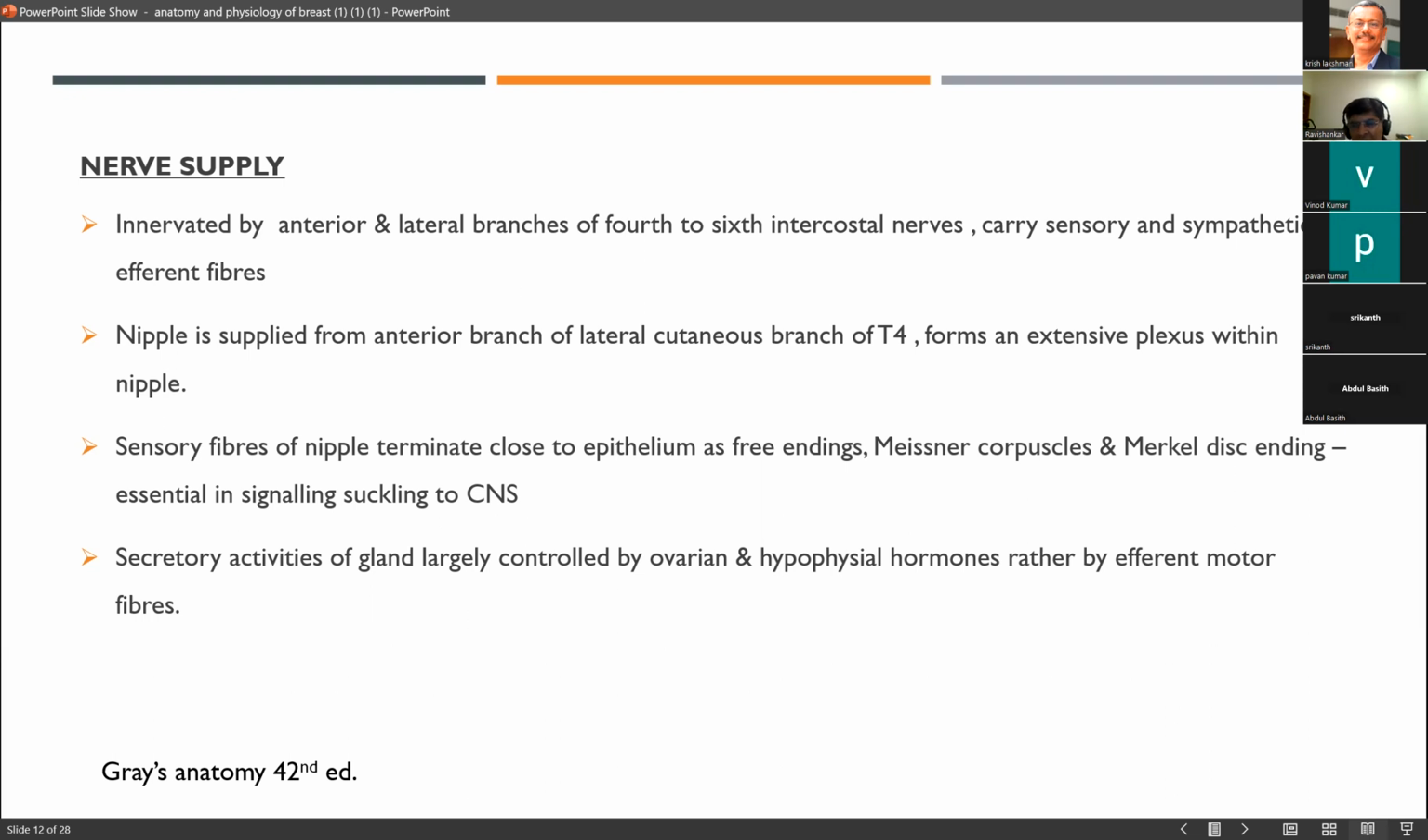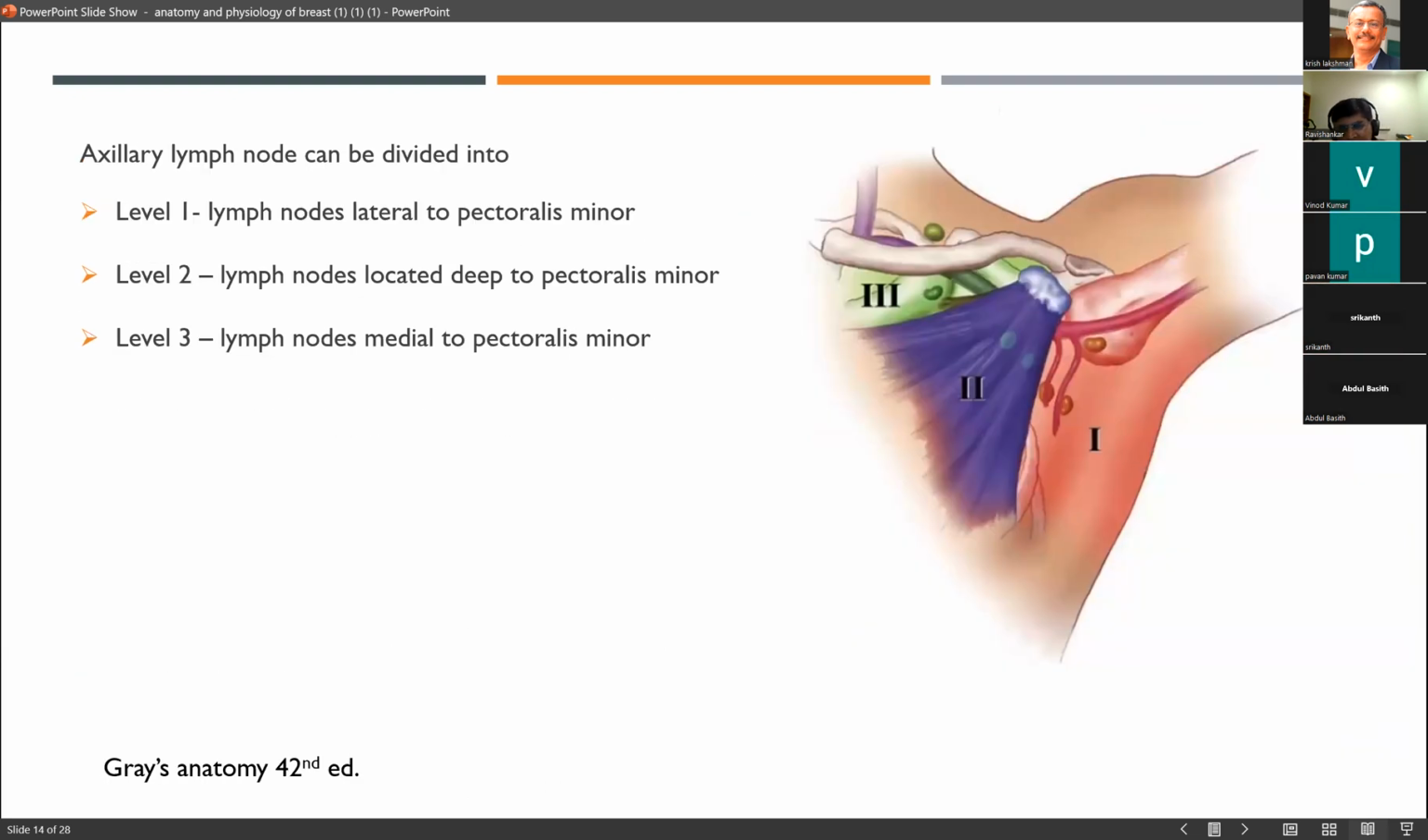Right. Okay. I think that is about the anatomy. So go to the next part.